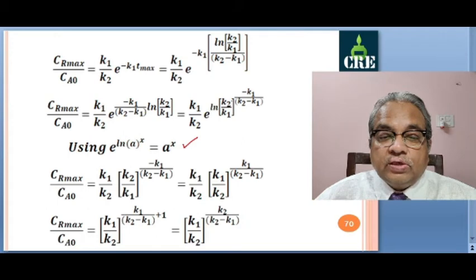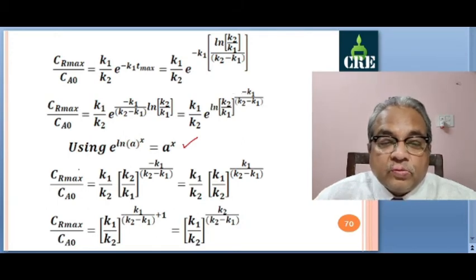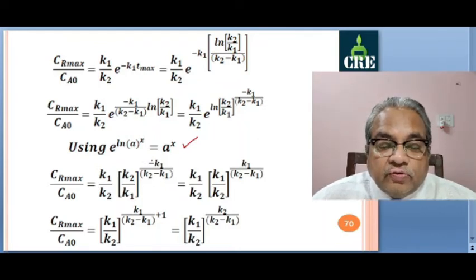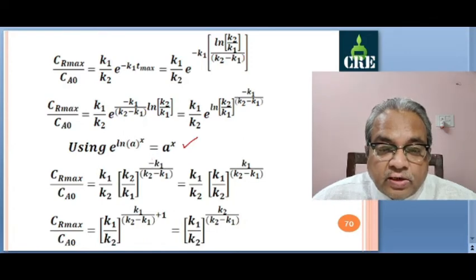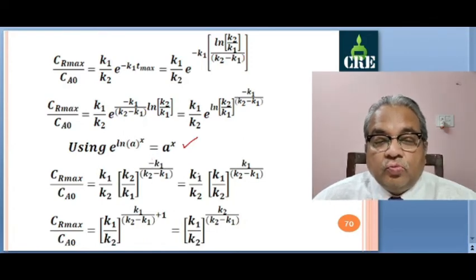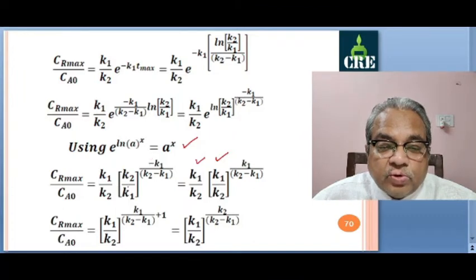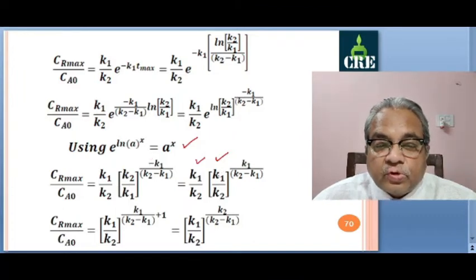So what is a raised to x here? k2 by k1 raised to minus k1 by k2 minus k1. So k1 by k2 multiplied by k2 by k1 raised to minus k1 by k2 minus k1. Okay. If I multiply this by the minus sign, I can write this as k1 by k2 into k1 by k2 raised to k1 by k2 minus k1. So with this minus sign, I am making this plus and I can invert this.